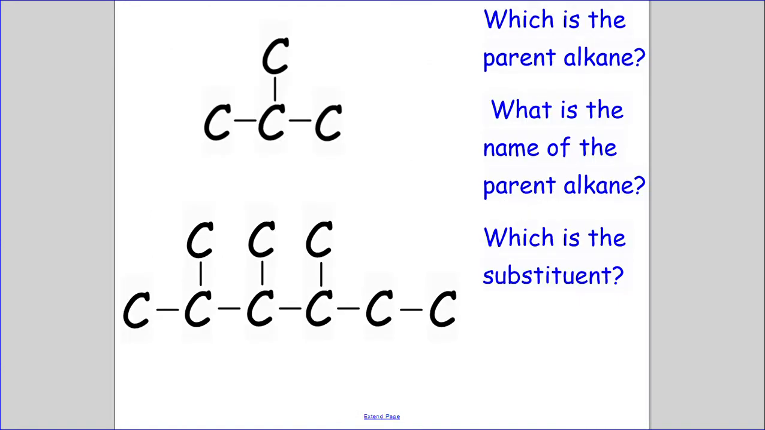So there's a couple questions here. Which is the parent alkane? What is the name of the parent alkane? And then which is the substituent? So if you could take a guess on each one before I get started, just pause, take a look at them, see if you can identify which is the parent, what is the name of the parent alkane, and then which is the substituent.